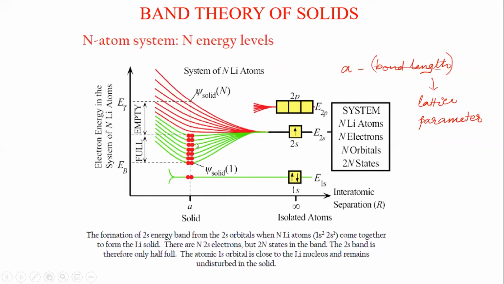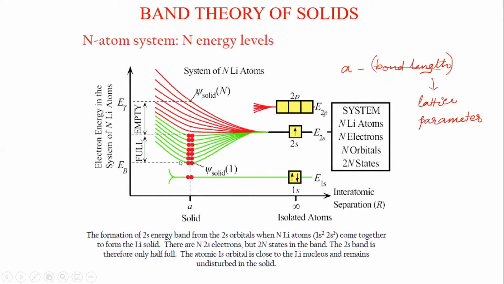Some of the energy levels are said to be occupied, and some are empty, not occupied. Okay, so we can understand this. Because of the interaction between the atoms, the energy levels start to disperse. So now the same energy level, E2s, is spread between, say, for example, EB to ET, right? The energy levels are spread over a range.